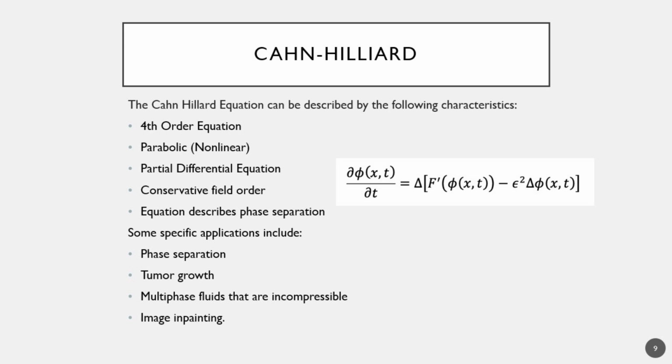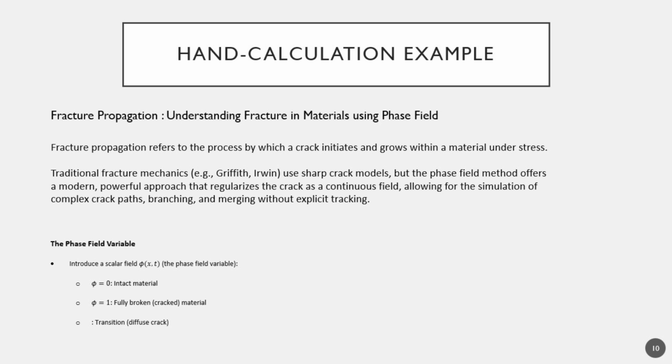Next, we will move on to some hand calculation examples. All right. Having looked at some fundamental equations, let's now focus on hand calculations. And for this, the example I'm choosing is fracture propagation. We will try to understand fracture propagation, its mechanics, using phase field modeling. So fracture propagation basically is the scenario where a fault, a fracture in some material spontaneously starts progressing.